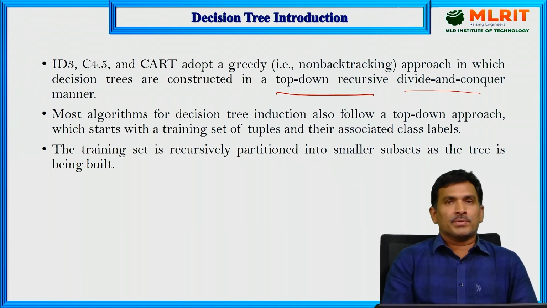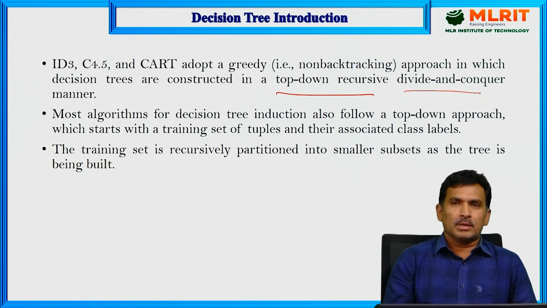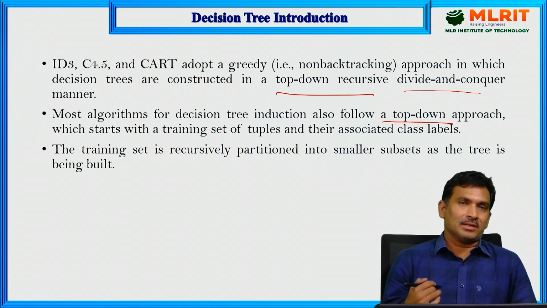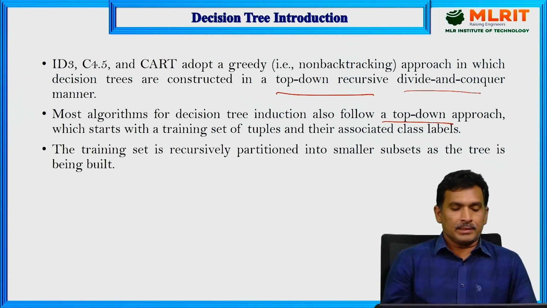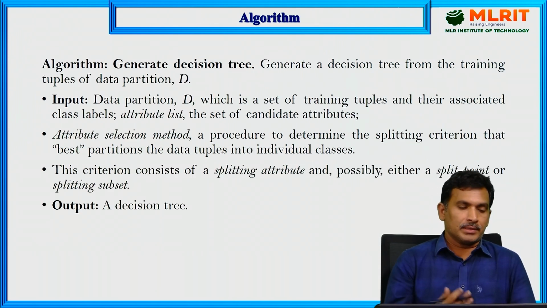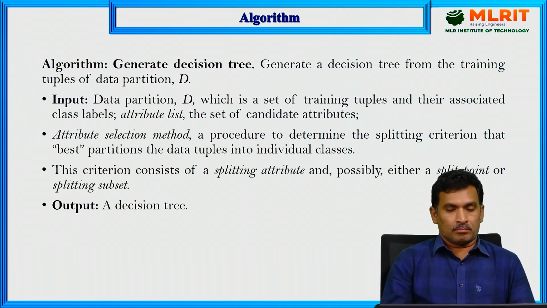Most algorithms for decision tree induction also follow a top-down approach, which starts with a training set of tuples and their associated class labels. The training set is recursively partitioned into smaller subsets as the tree is being built. So let us quickly see what the steps are in this decision tree construction algorithm.